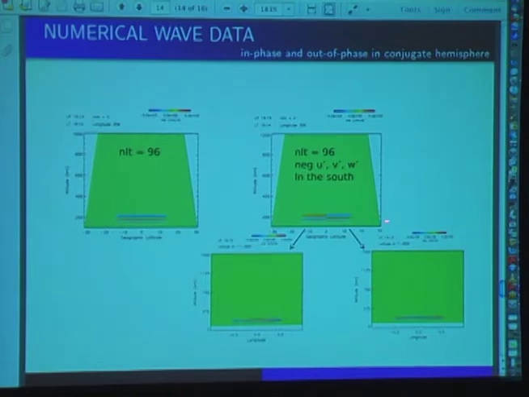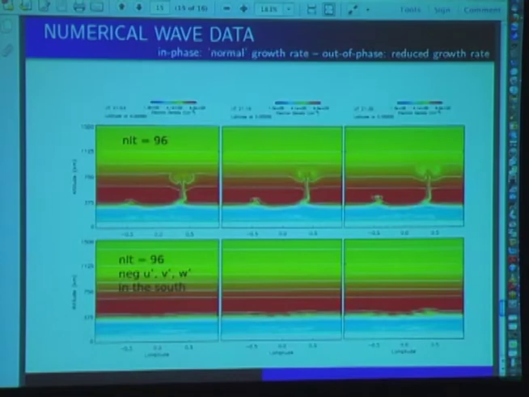And what if you took another case where you put them out of phase? So in the northern hemisphere, we have a set of wave perturbations, but in the southern hemisphere, we just reverse everything. So now they're out of phase. So you have the two hemispheres kind of fighting one another. And what does that do to the instability?